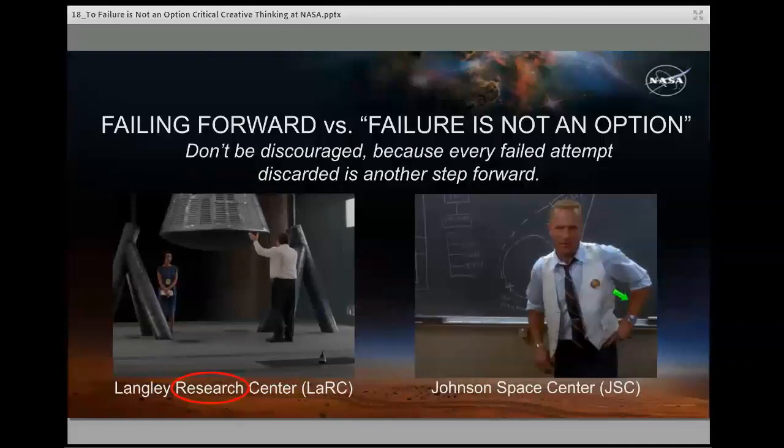We want stuff to fail. We want to understand why it's doing that so that we can reinforce it, redesign it, and make it better, so that by the time we ship it off to Johnson Space Center or Kennedy Space Center, it's not going to fail for the purposes. Another example I like to use is the satellites that we put up into orbit.